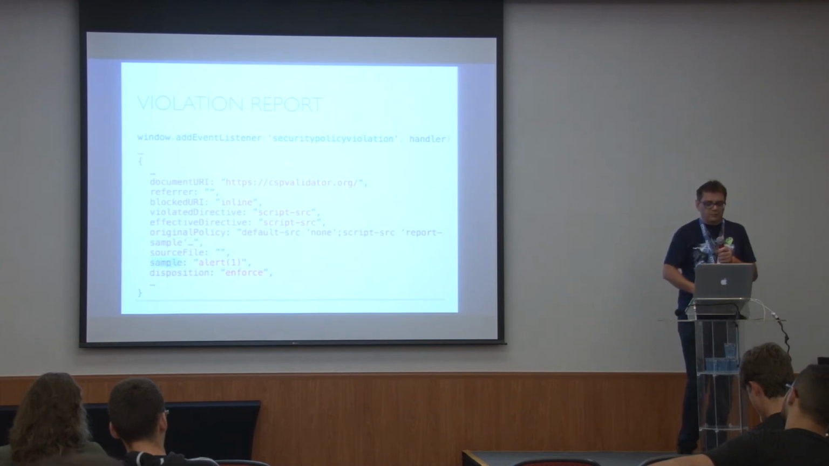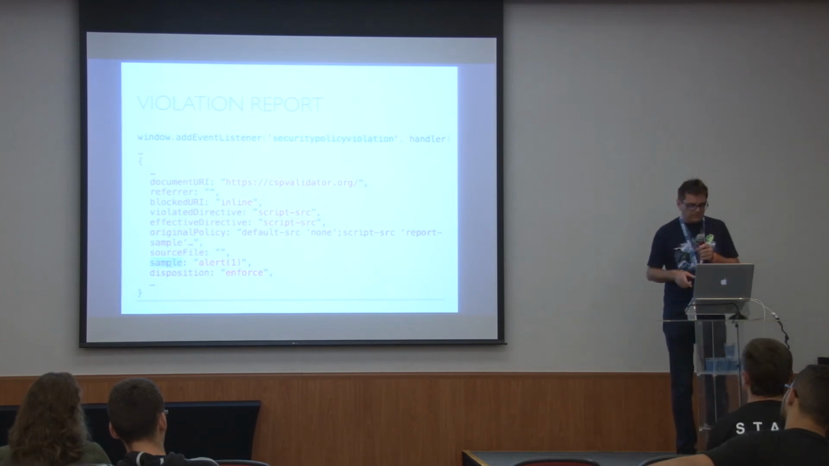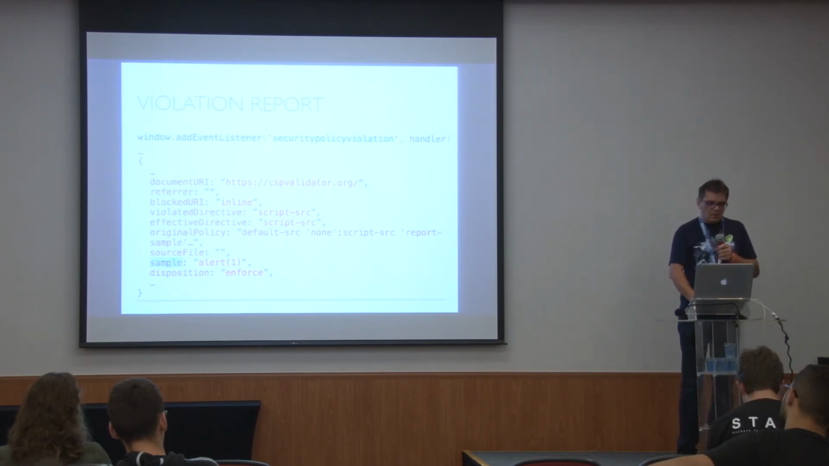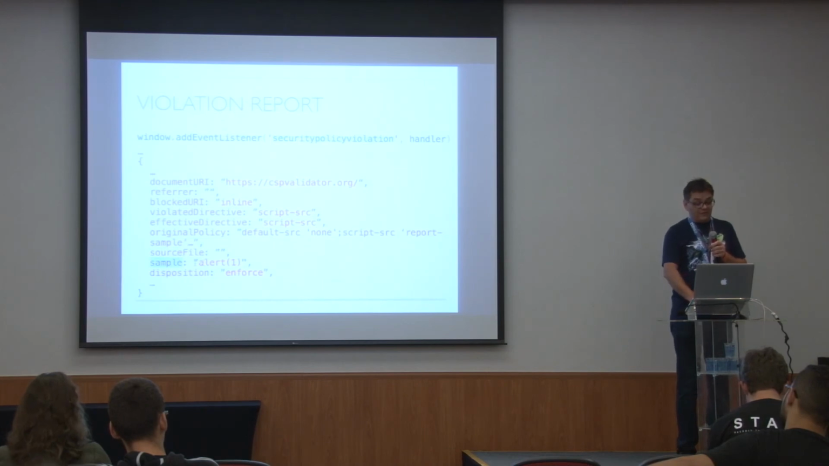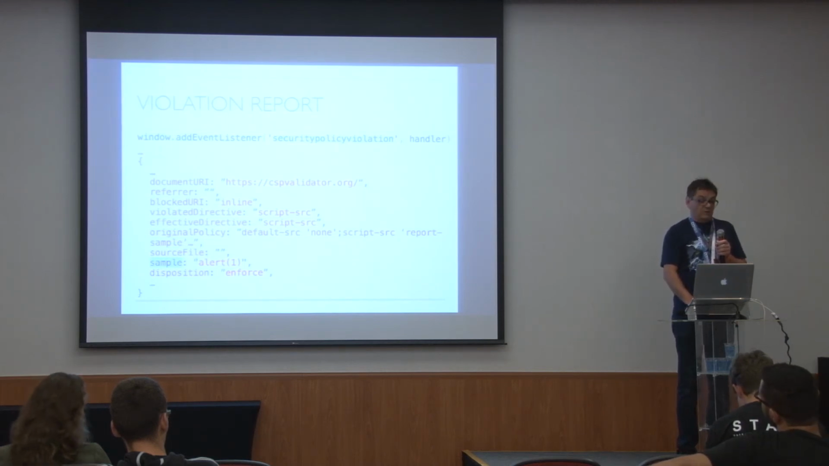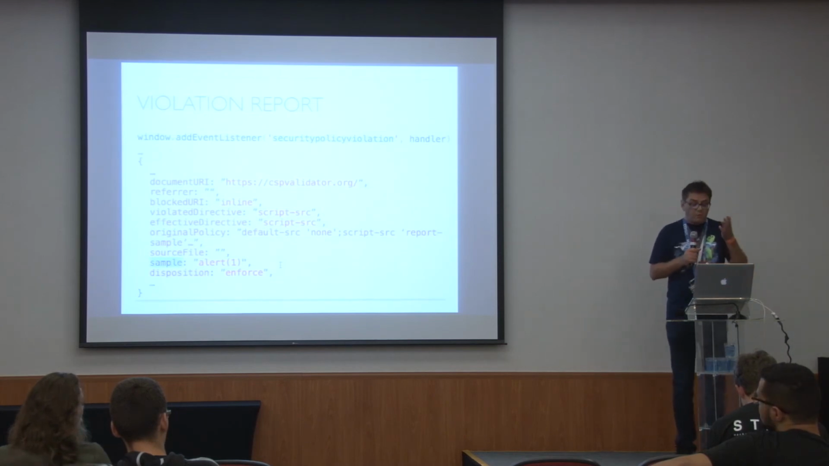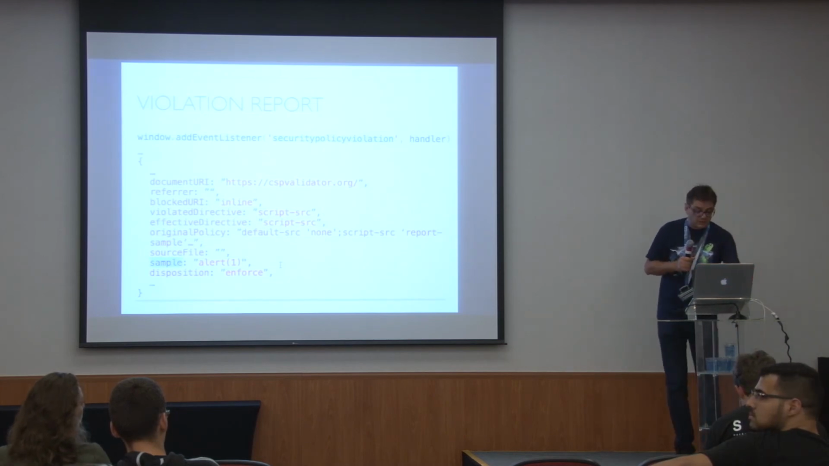This field, sample, was added really recently by these two Google guys, Michel and Lucas. And now, content security policy violation also contains a snippet, the first 256 bytes of the script that violated the policy. Like in my case, I tried to inject alert 1, and I actually know what happened. Because previously, it was really hard to tell what caused the violation.